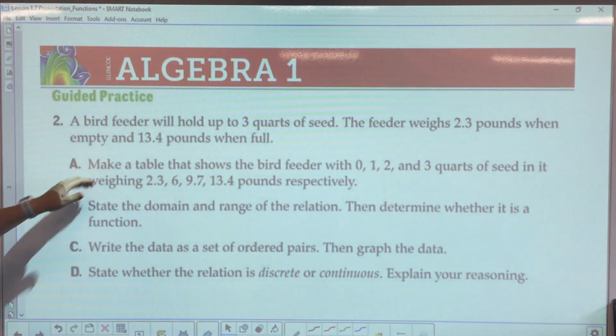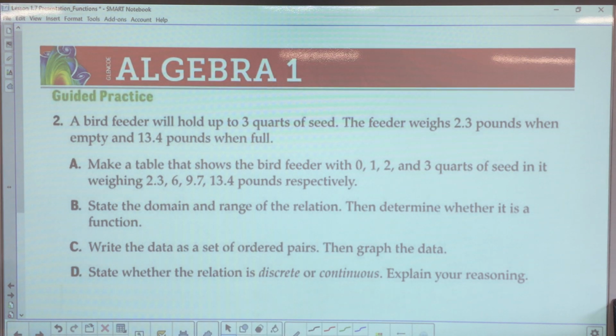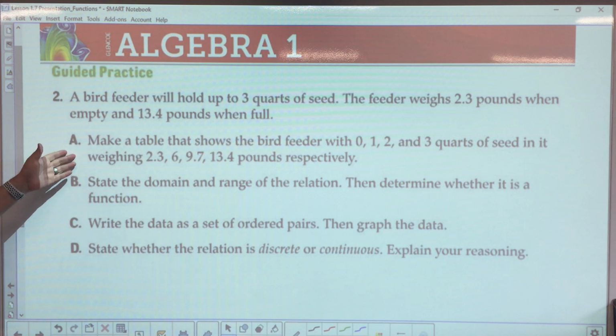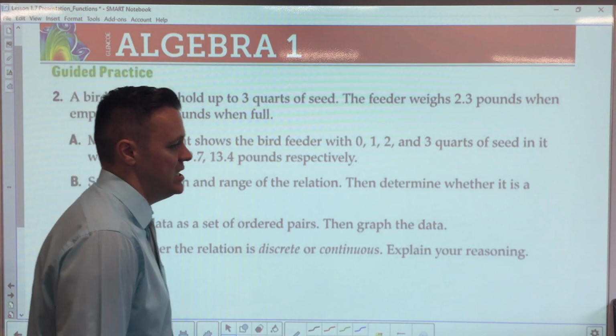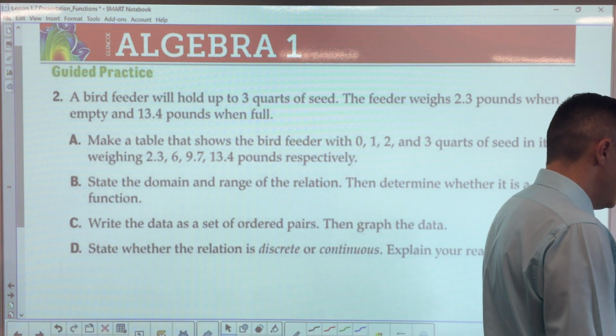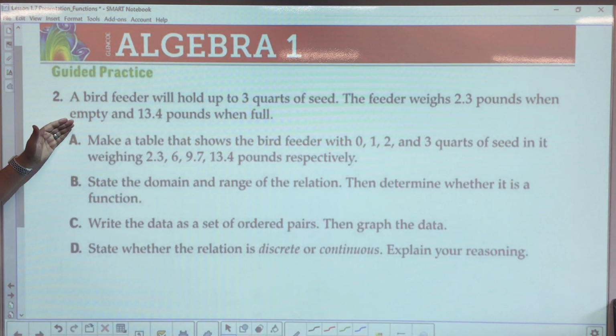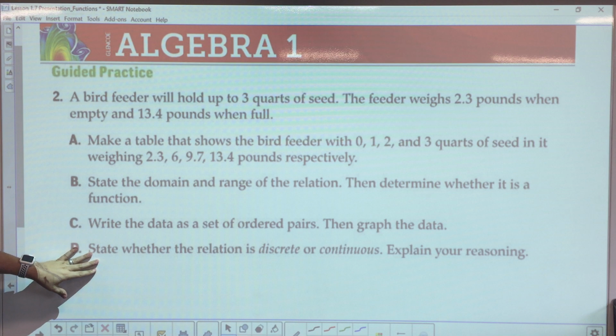All right, guided practice. What I want to make sure you do is please follow along with this. Look at this. A bird feeder will hold up to 3 quarts of seed. This is on page 50. What I want you to do is set up your table, write a graph, and you go from there.